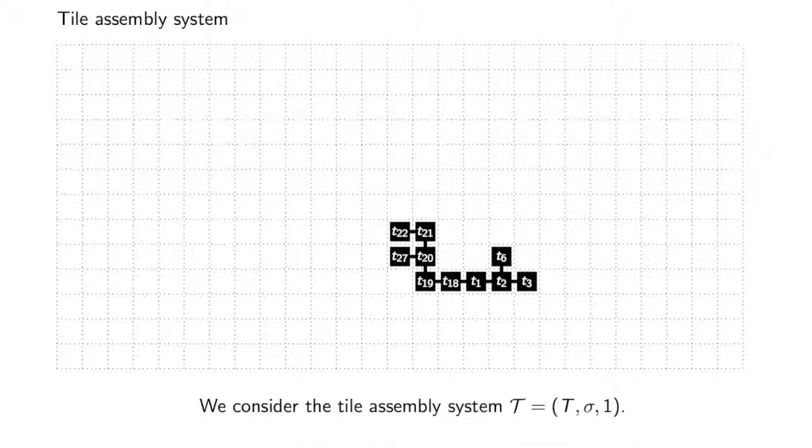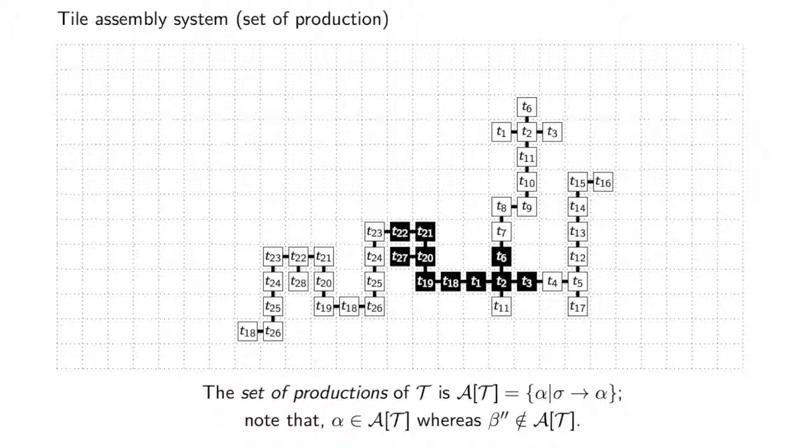Finally, the last parameter is the temperature. In these videos, we always consider temperature 1. At temperature 1, no more constraints are added. At higher temperature, the assemblies have to satisfy more constraints. Check the article version for the definition of tile assembly systems at higher temperature. Remark that the assembly alpha is producible from the seed in our example. Then we say that alpha is producible by our tile assembly system. The assembly beta second is inconsistent with the seed and cannot be produced by our tile assembly system.